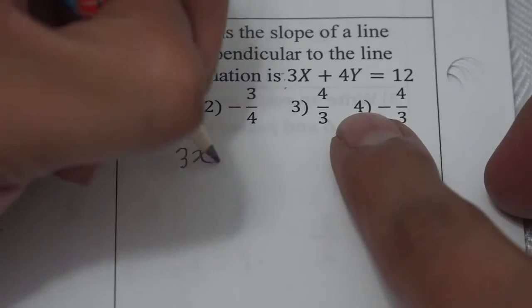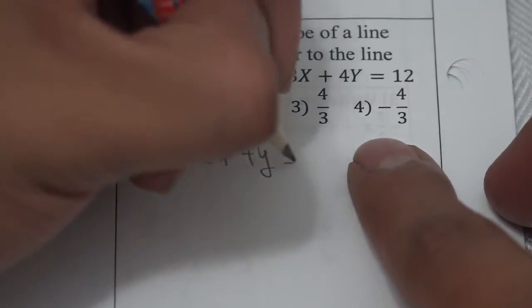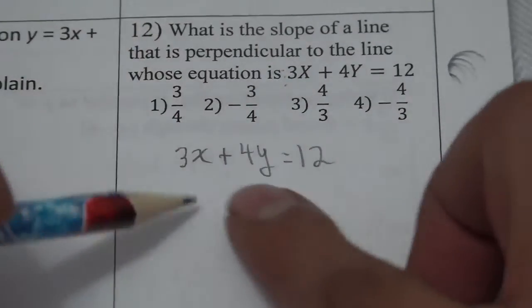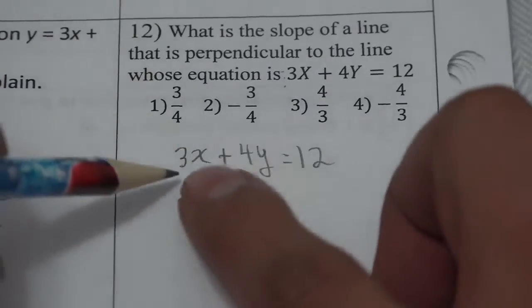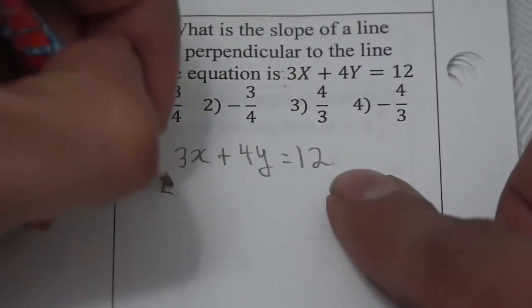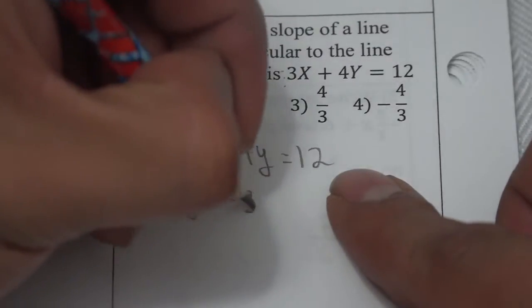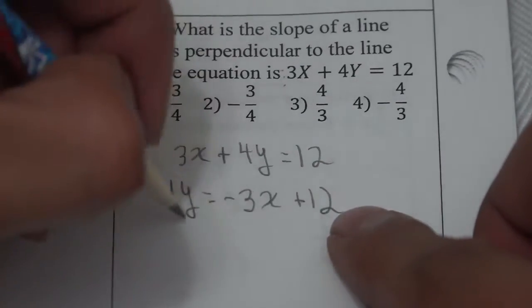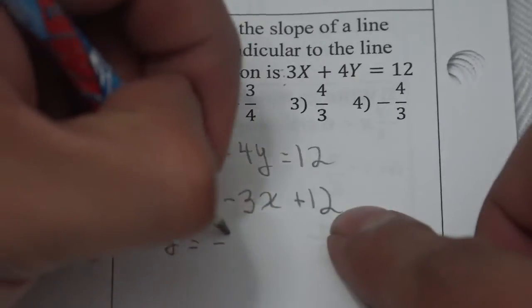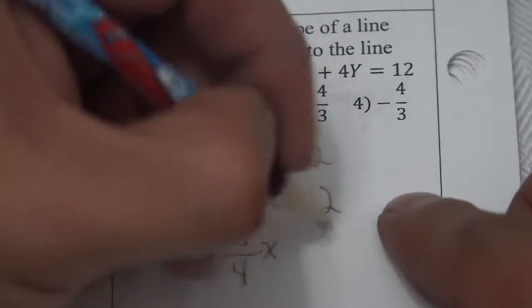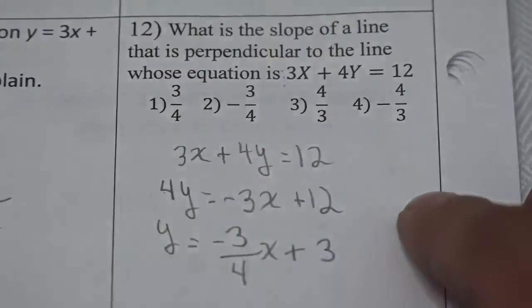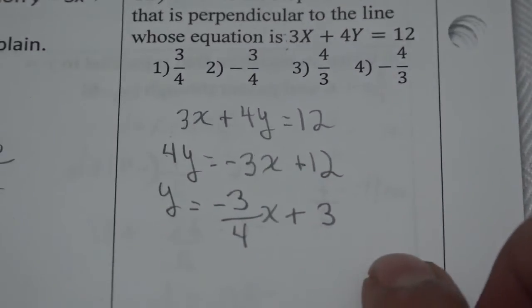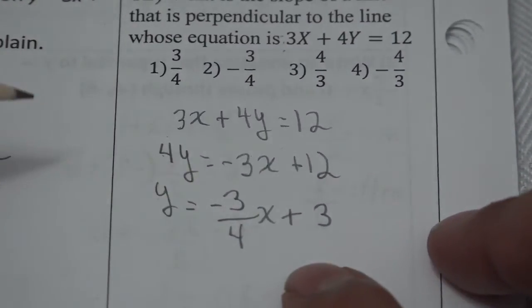So I have negative 3x plus 4y equals 12. I need to move the loose number to the other side. It's already on the other side. The 3x, take it, give it back to me. So you have 4y equals negative 3x plus 12. 12 was always positive. And then you're going to divide by 4. So you have y equals negative 3 over 4x plus 12 over 4, which is 3. So your slope is negative 3 over 4.